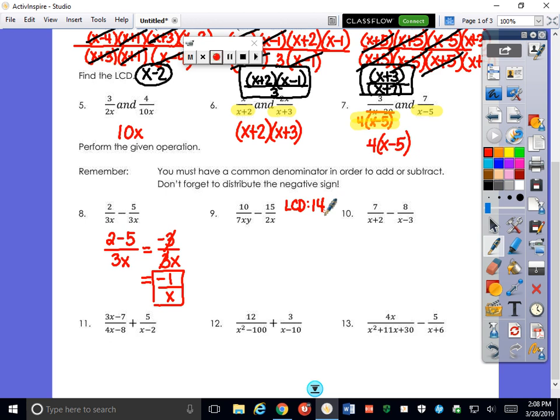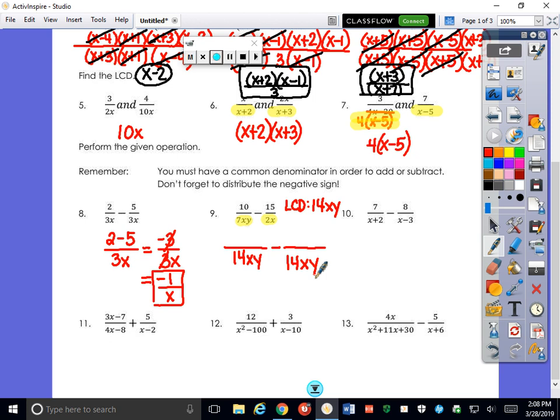If you look at my first denominator, it has an x and a y. So I have to have that as part of my LCD. Then when I get to my second denominator, it has an x. When I look at my LCD, I already have an x, so I don't need to take that x. So my LCD becomes 14xy. So I am trying to make this first fraction have a denominator of 14xy, and I'm trying to make the second fraction have a denominator of 14xy.